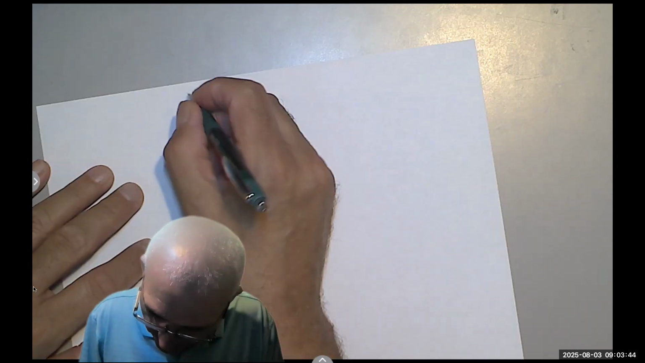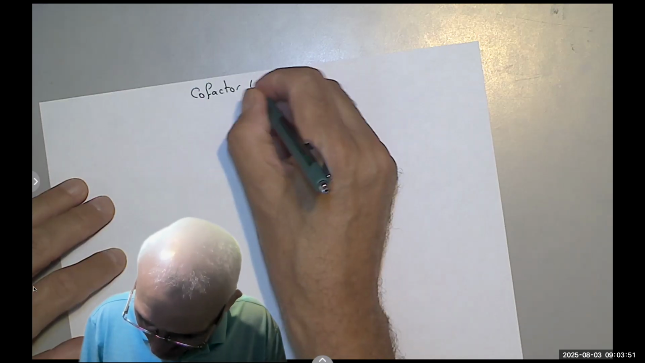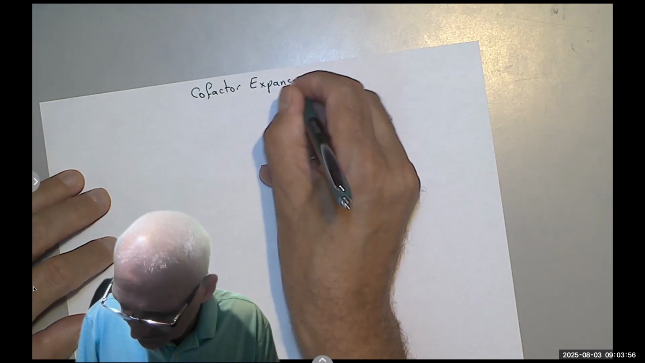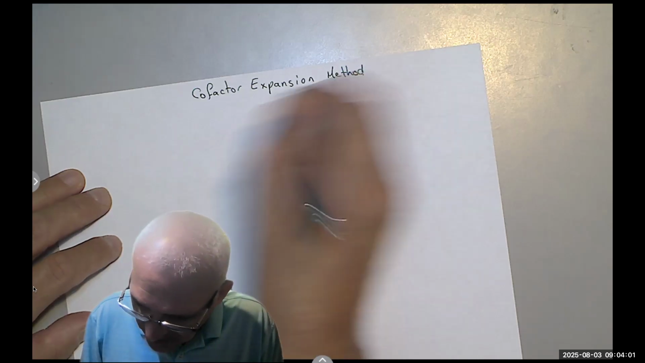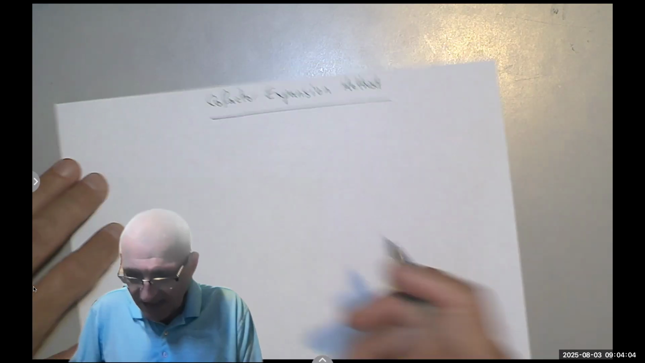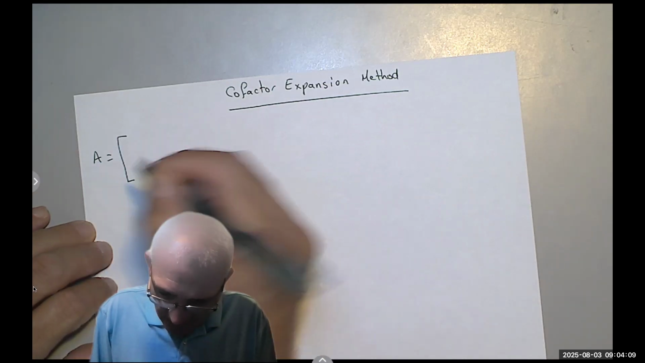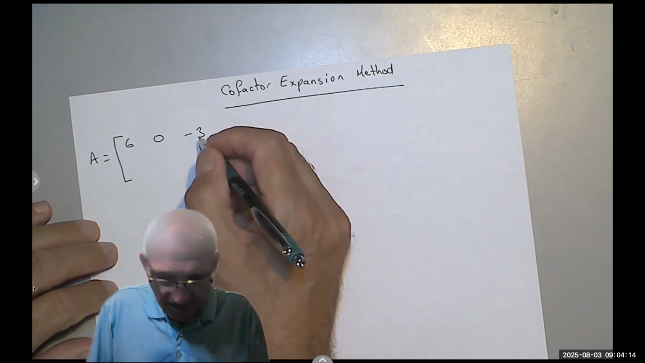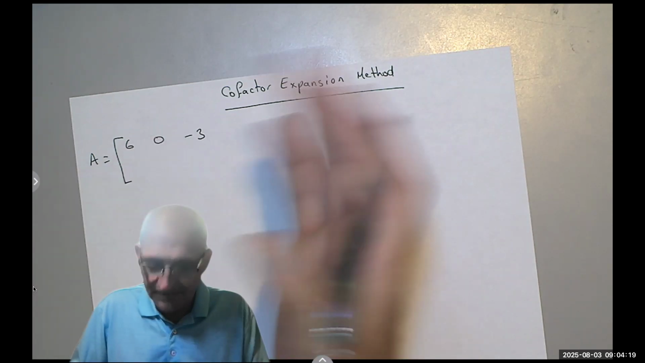It's called the cofactor. Let's see what the meaning of cofactor is. I'm going to spend some time explaining these basic stuff first, and then really we'll go to an example. Okay. So, in fact, maybe we can come up with an example. Let's say matrix A is 6, 0, -3.